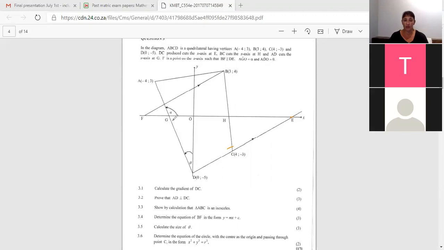Then they've told you that this is alpha. So you're immediately thinking of angle of inclination. Why? Because it's from the x-axis anti-clockwise up to a line. And they also gave you this angle, but it's in the middle of nowhere. It's not off the x-axis. All right, and it says calculate the gradient of DC.